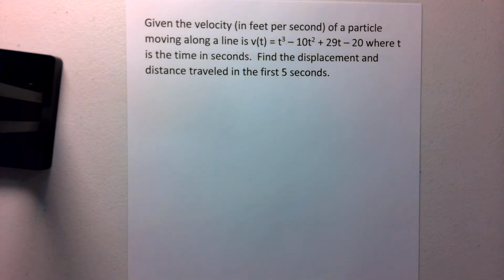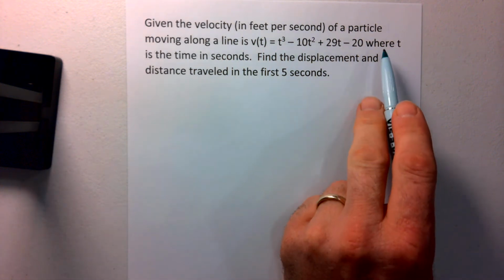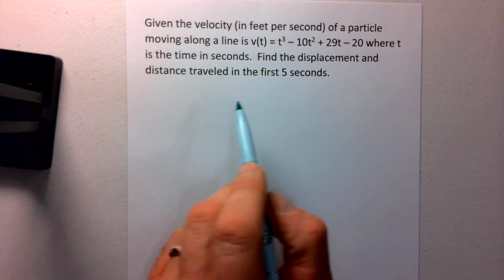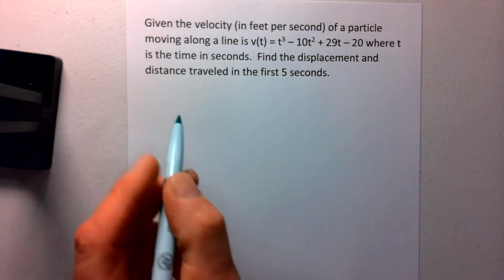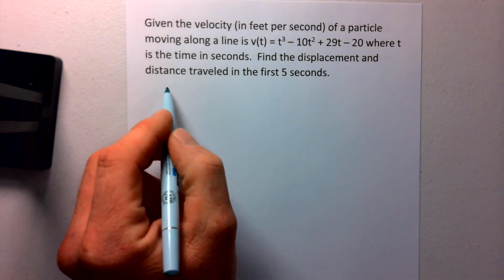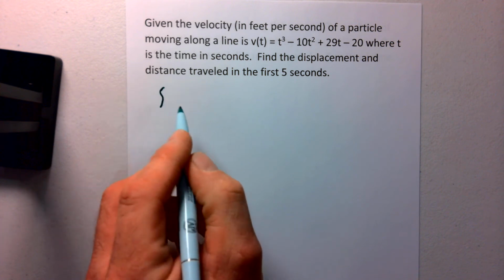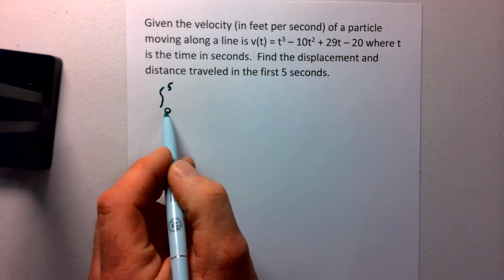So given our velocity in feet per second of a particle moving along a line is v of t, where t is time in seconds, find the displacement and the distance traveled. So we have a two-part question here. First thing is our displacement. So our displacement is going to be, again, the integration from 0 to 5.